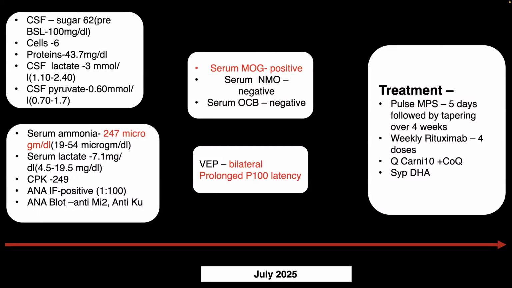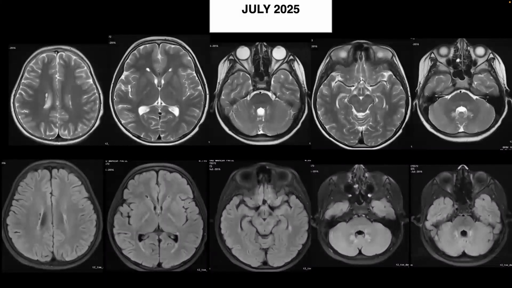ANA immunofluorescence came positive, and ANA blot showed anti-MI2 and anti-KU antibodies. Serum MOG came positive. NMO and OCBs came negative. We did VEP, which showed bilaterally prolonged P100 latency. We gave MPS for 5 days to the patient, followed by oral steroids for 4 weeks, and we also gave rituximab 1 dose. And we repeated MRI.